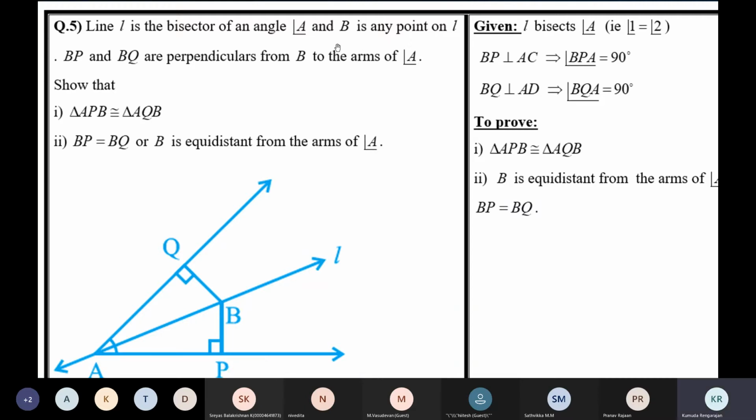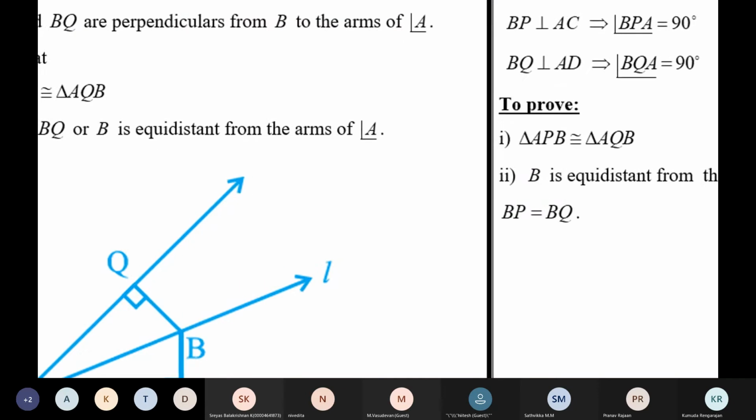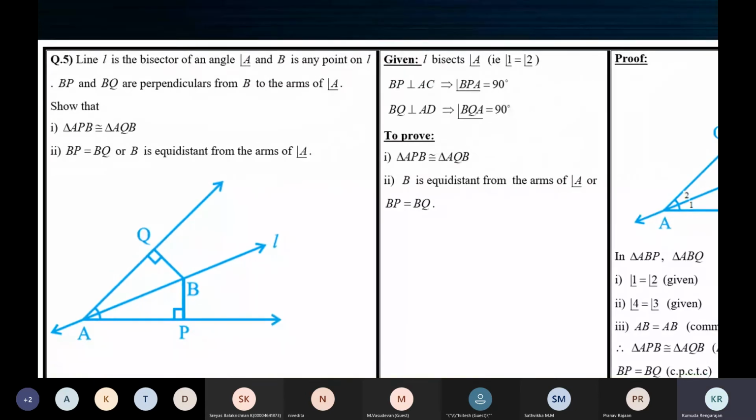All right. So this is one thing given to us. And then BP and BQ are. Yes, Shreyas? Ma'am, we can also say that angle BQA is equal to angle BPM. Angle BQA is equal to angle BPM. Yeah, that's the next thing we are going to see. Okay.